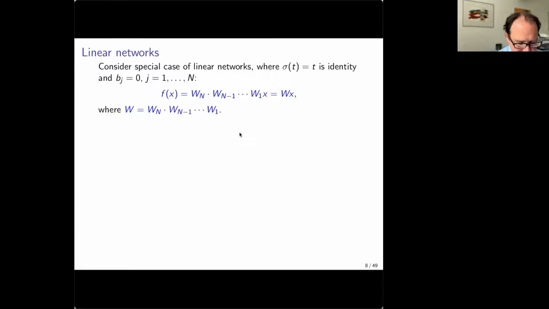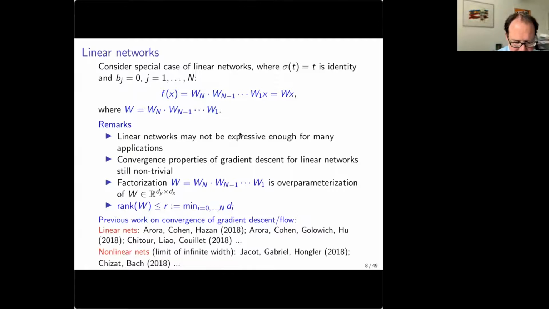Okay, so let's consider linear networks. As I said, these are networks where the activation function is the identity, and so they are of this form. We simply multiply all these weight matrices, and then at the end we apply to the input. And of course we can combine all these matrices into one matrix, and so we get a linear function. As I said, such linear functions are of course not expressive enough for many applications, but still, for studying the optimization part, I think it's useful.